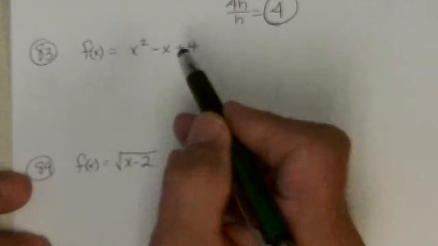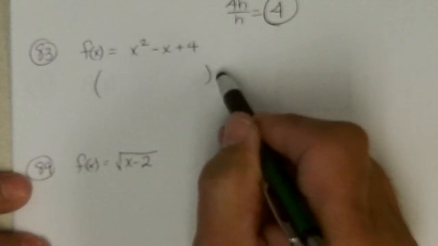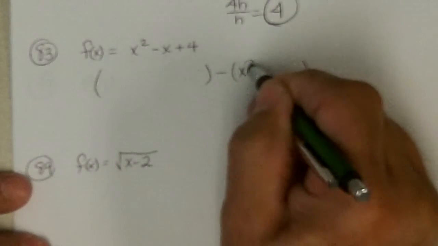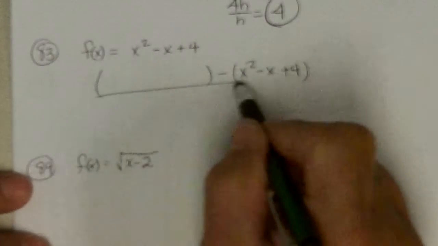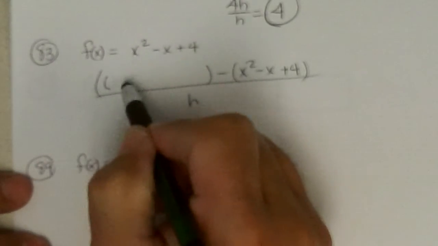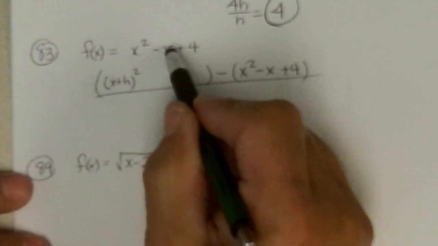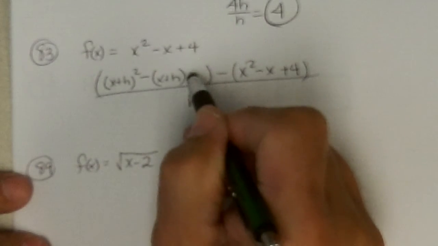So for the difference quotient, we start off with f of x plus h minus f of x. f of x is just the original function. And over h. In f of x plus h, there's an x, so that's where x plus h goes. Minus, there's an x, so we replace that with an x plus h.